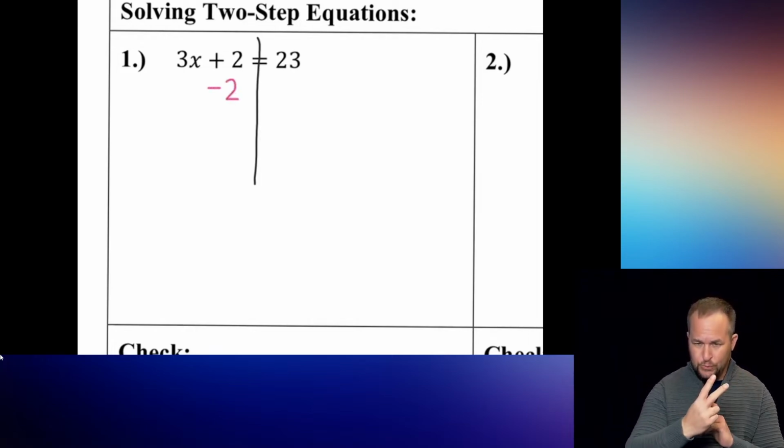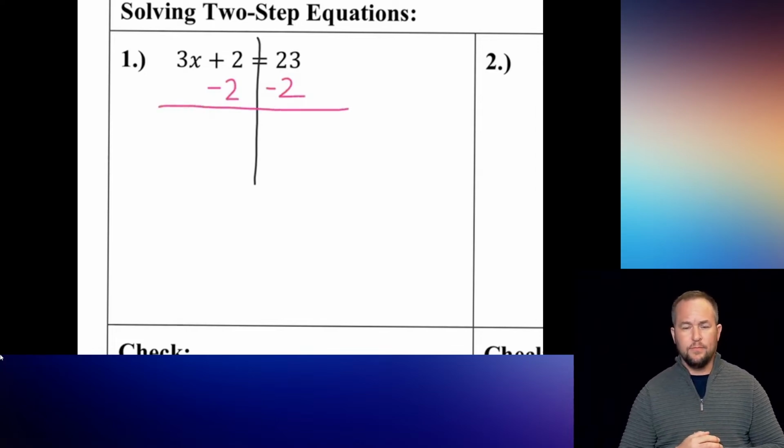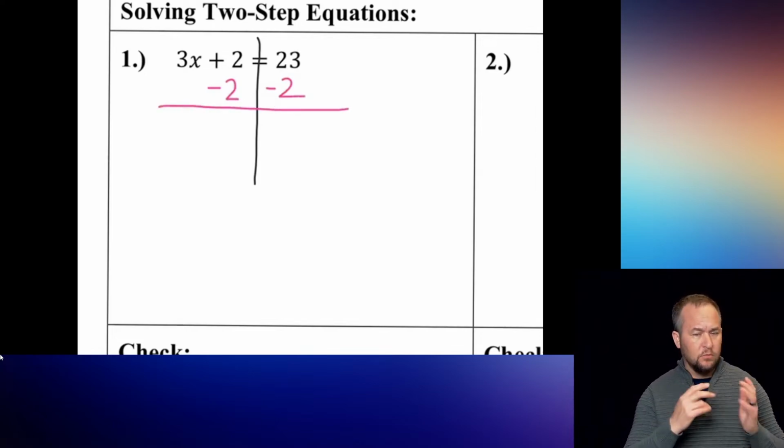And since I've done it on that side, I'm also going to do it over here on the right side, and I'm going to draw my long line so that I see what I have left. So I had 3x, then I had a positive 2, but then I took that 2 away.